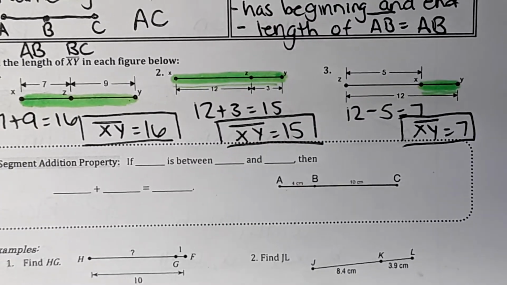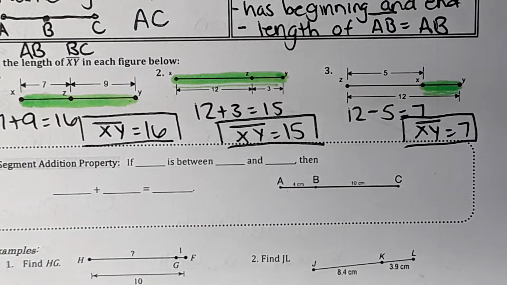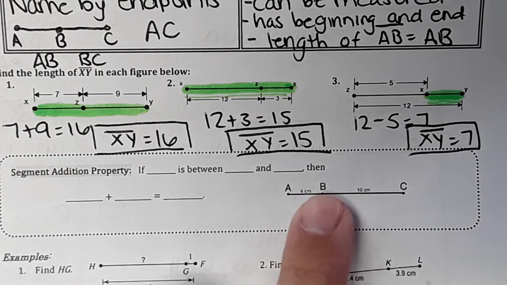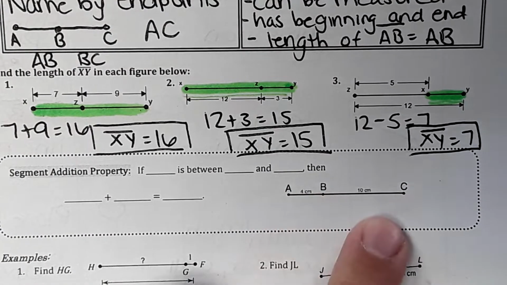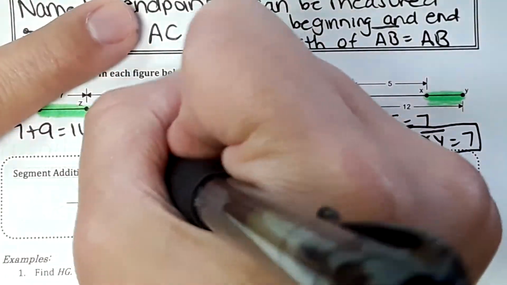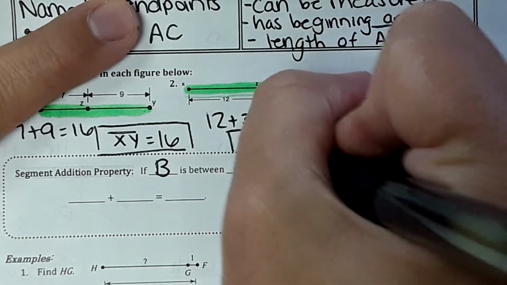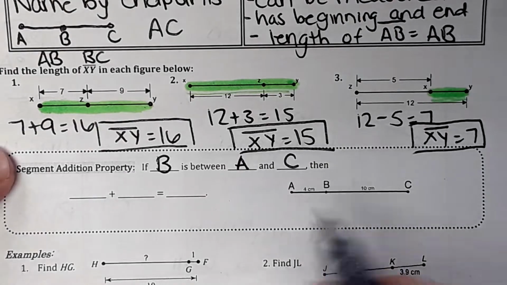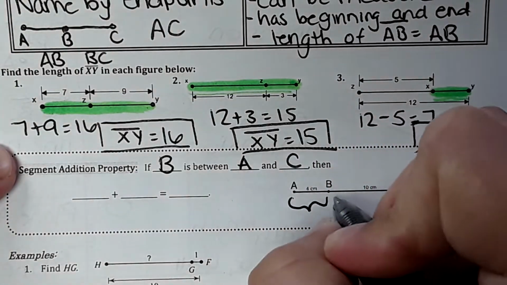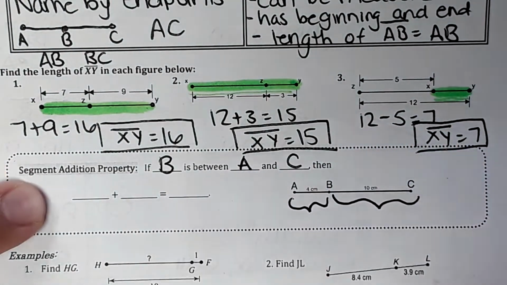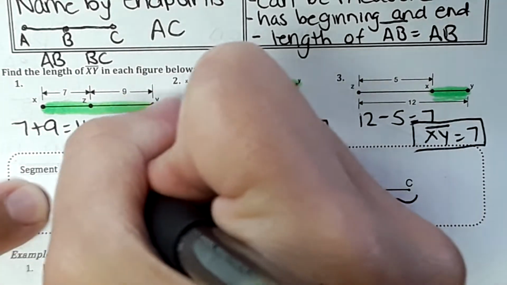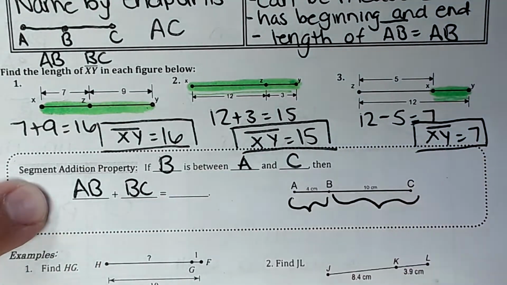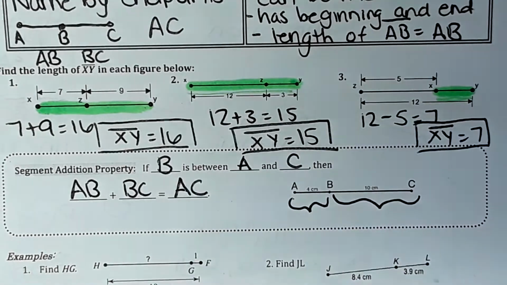Okay, so this whole concept is called the segment addition property. There's an example right here, and if B is between A and C, so if B is between point A and point C, then you can say that segment AB plus segment BC equals the entire thing. So segment AB plus segment BC equals the entire segment AC.